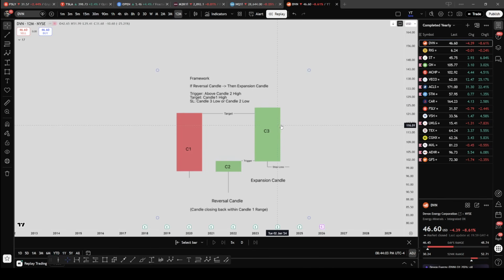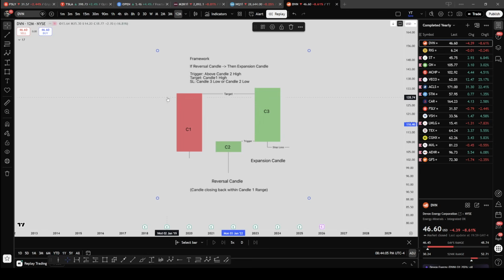But anyways, the framework is there's 3 candles. Candle 1, candle 2, candle 3, C1, C2, C3. You can also call this accumulation, manipulation, distribution. C2 is the most important candle that we need to analyze. It's gonna tell us if it's gonna be a reversal candle, right? That's all I'm looking for. I only look for reversal candles so I can trade the following candle, which is an expansion candle most of the time. Okay, so the framework again, if it's a reversal candle, then expansion candle.